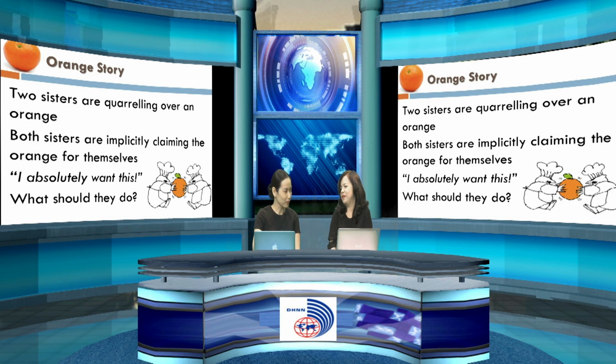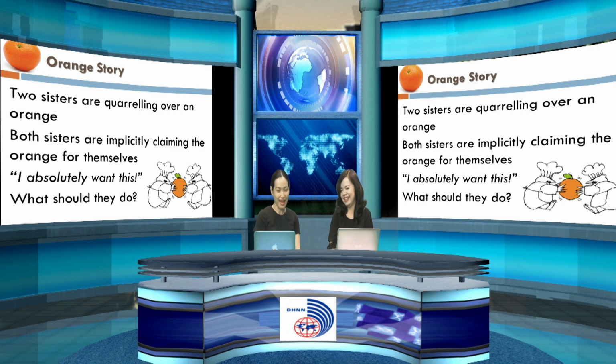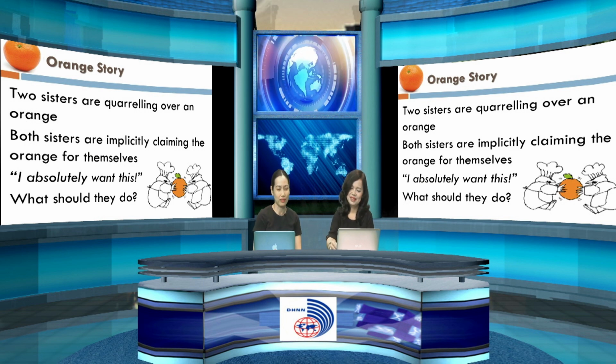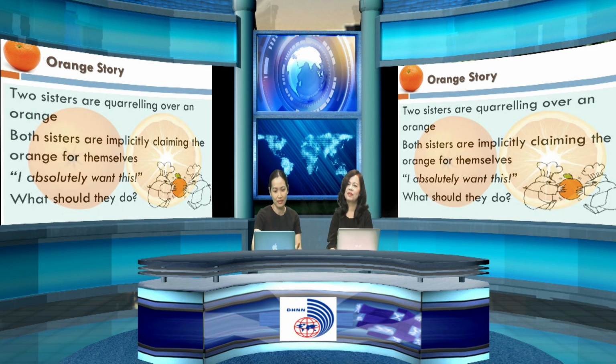I want to have it all. Okay, yes, you see that. That is the most common answer suggested by everyone. That is very easy. Just split the orange in half, and each of them will get half of the orange. That's fair, right? But do you think there is any other solution for the situation? Is there any other option?